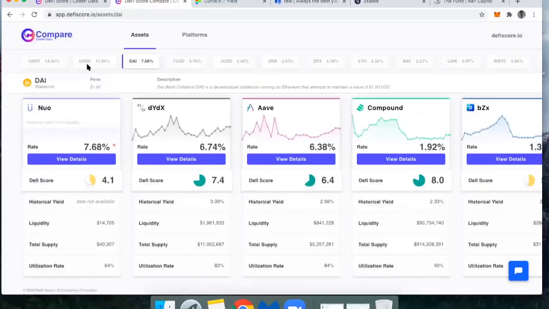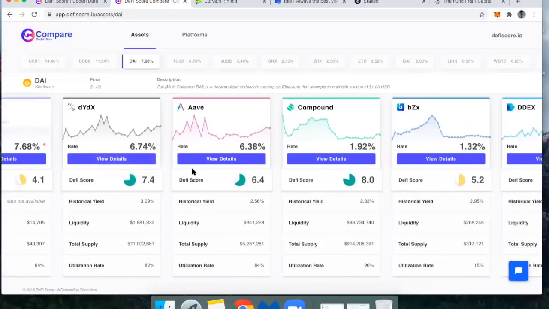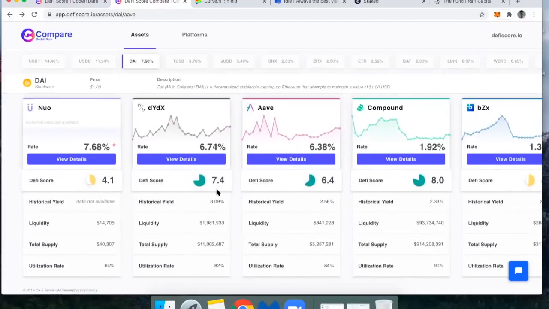All I focus on is what these comparable scores are. I can see that dYdX does have a better score than Aave. Aave has a better score than Nuo. Compound has a better score than all of them. dYdX is a little bit less than Aave and a little bit better than Nuo. DDEX has a higher score there. And then Oasis actually has the highest score, which is the app run by the MakerDAO Foundation. So we've got all of that to keep in mind.